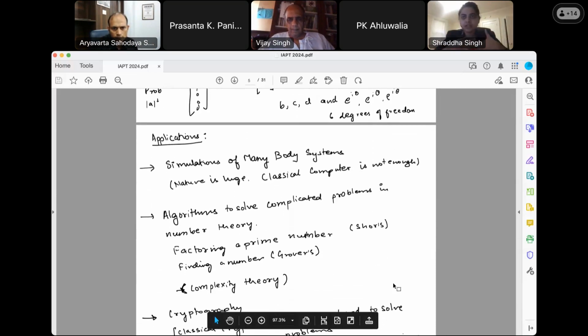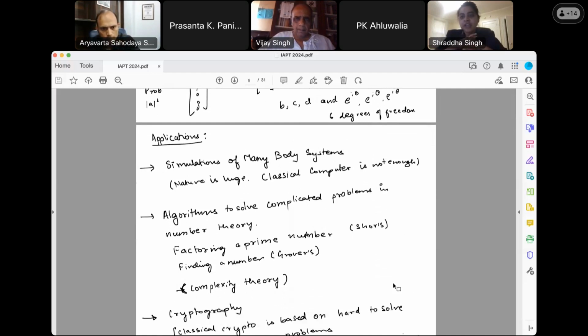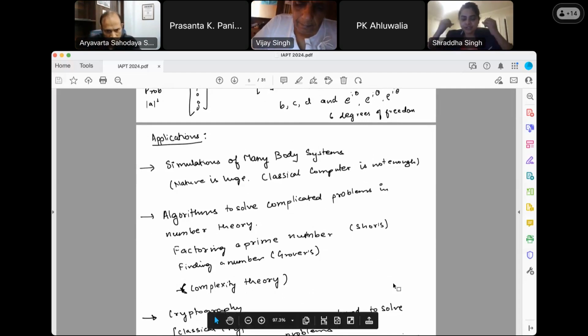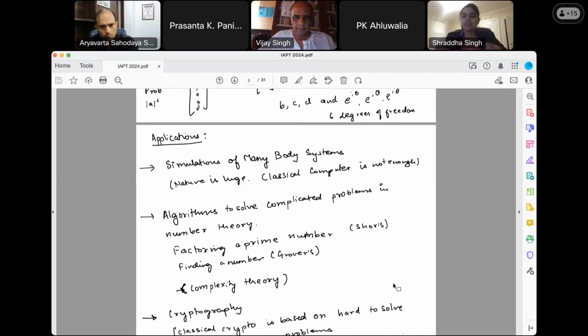So nature is huge, and quantum computers to begin with were Feynman's idea to simulate nature. Nature is a quantum mechanical space, and essentially to simulate nature you need a quantum computer. So the very first use case of quantum computers, when quantum computers were not even there, was identified to be simulations of quantum systems, which includes many body systems.